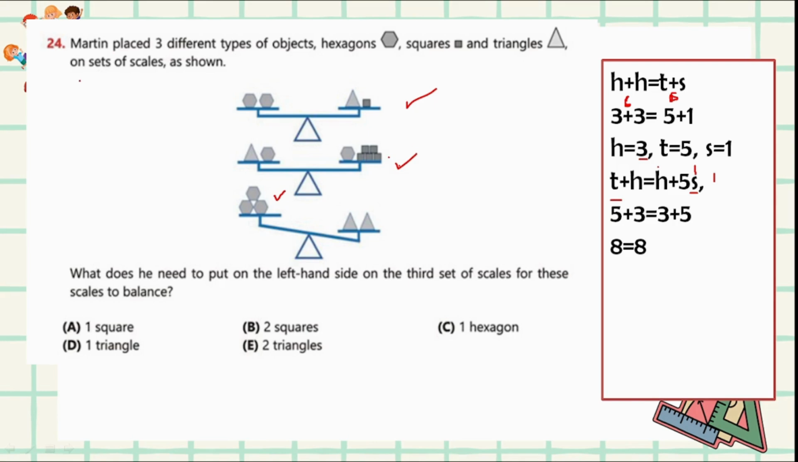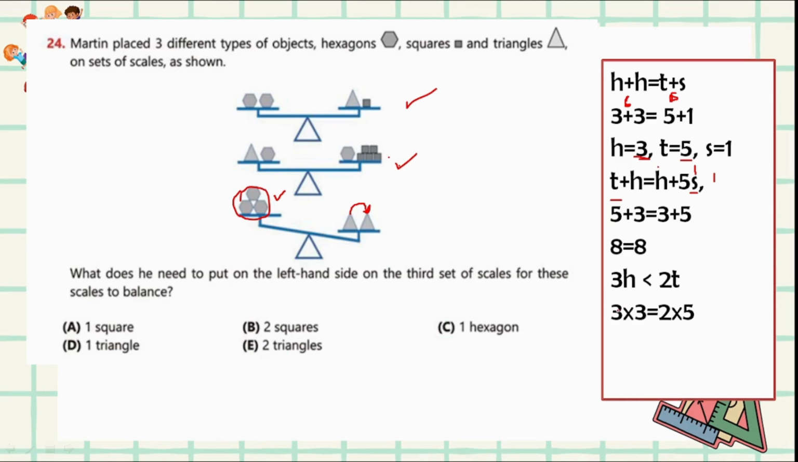So now it is given in the third scale that the weight of the 2 triangles is more than the weight of the 3 hexagons, because you can see that the scale is down on the right side, and we know that when we keep a heavier thing on the scale, it automatically comes down. So 3 hexagons are less than 2 triangles. So let's put the value of hexagon, which is 3. We have decided it before. And the value of triangle is 5.